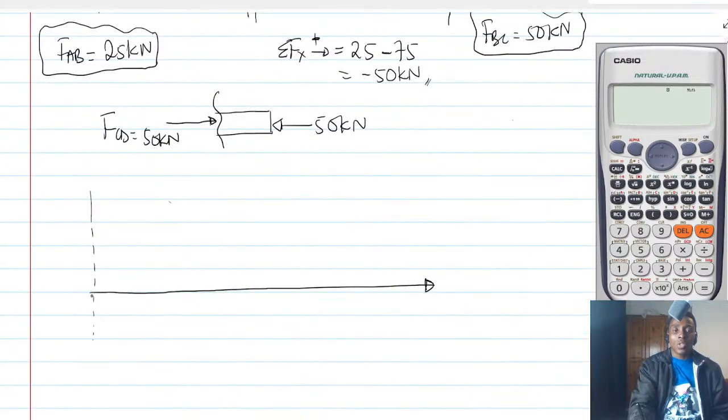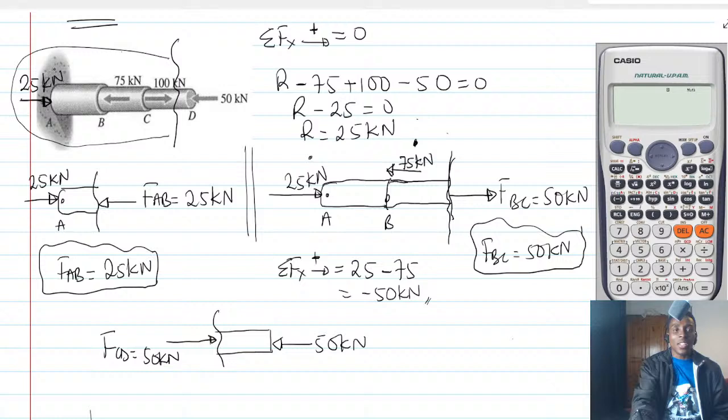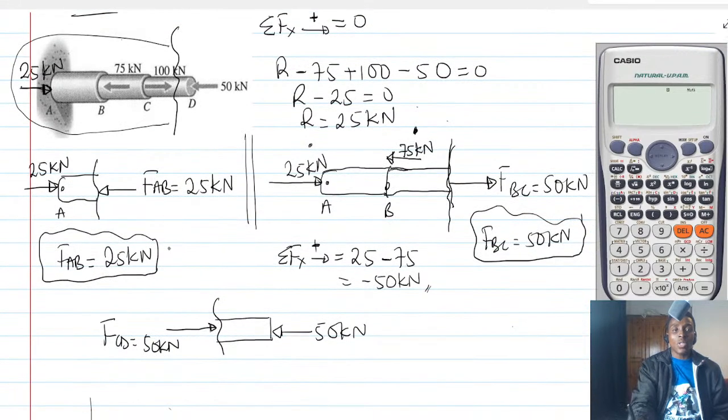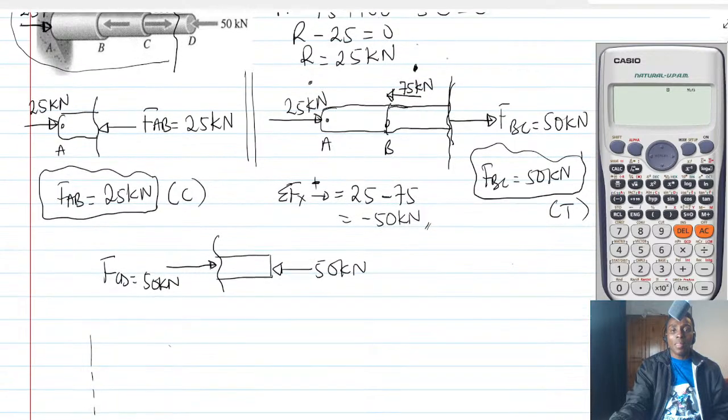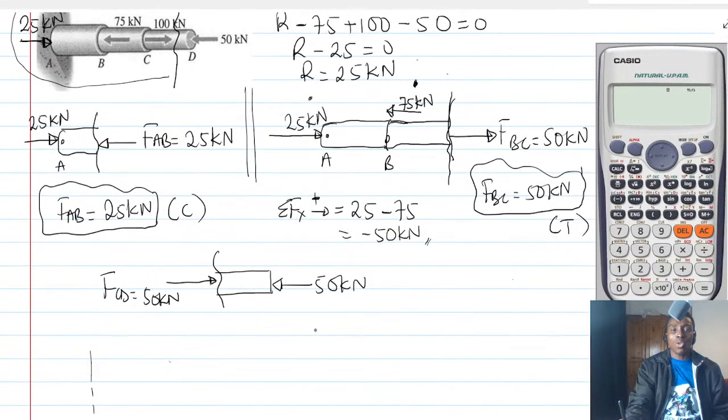Okay. So now if you look at the profile of the shaft, from the beginning there was a force which was 25. Okay. So now let's look at it carefully. Wait. So FAB is going to be compressive, right? But FBC is going to be what? Tensile. And then FCD is also going to be compressive. All right.